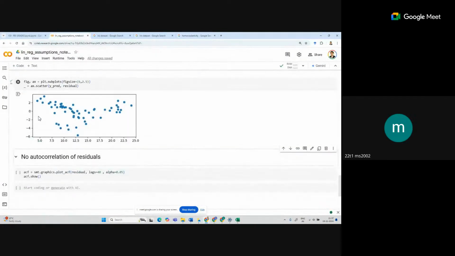So look at our plot. Do you see any evident pattern? More or less, no. It's random enough. More or less random, but not perfectly random.